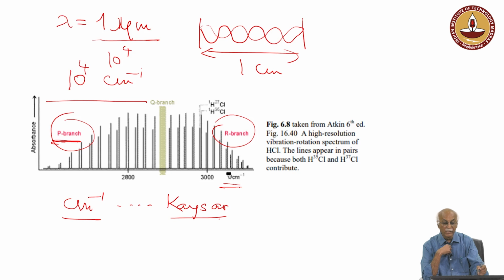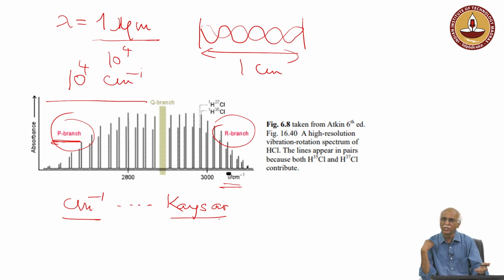So, if the wavelength is, let us say, 1.5 micrometer, then around 6000 plus cycles it will perform in 1 centimeter. So, that corresponds to that many.